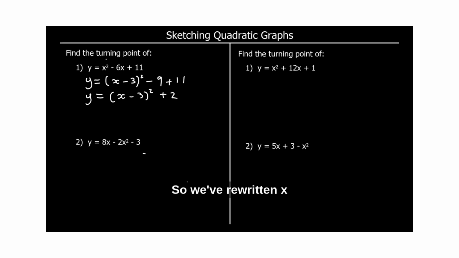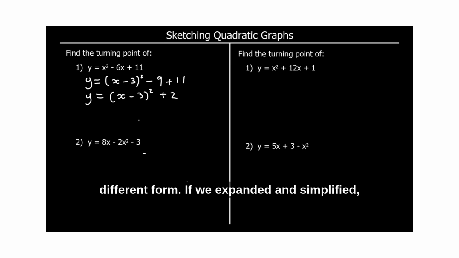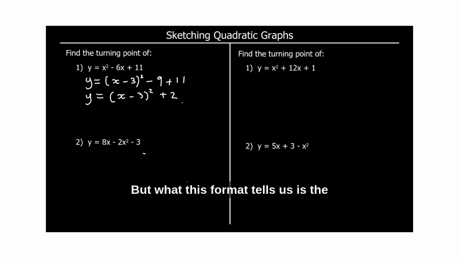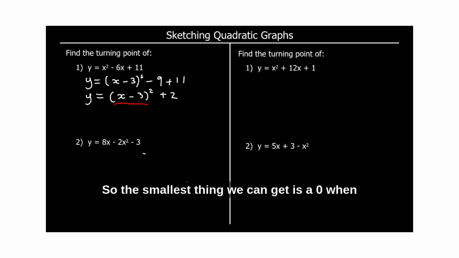So we've rewritten x squared minus 6x plus 11 in a different form. If we expanded and simplified, we'd get back to that. They're exactly the same. But what this format tells us is the minimum. In this case, it's a minimum point. So we look at our bracket and we say, what makes it 0? It'll be 0 when x is 3. And that's the smallest thing that we can get because it's squared. So if we had a negative or a positive number, it would be bigger than 0. So the smallest thing we can get is a 0 when x is 3.